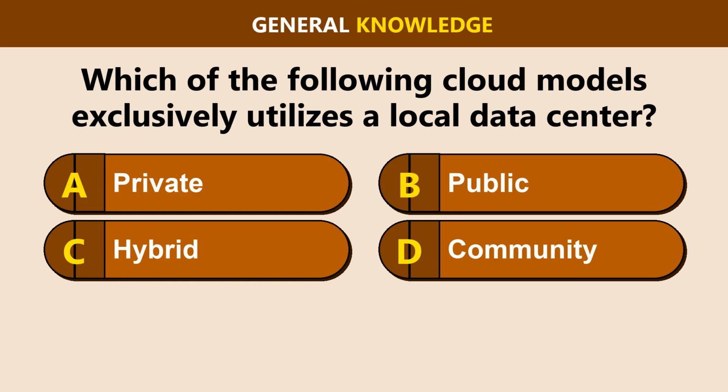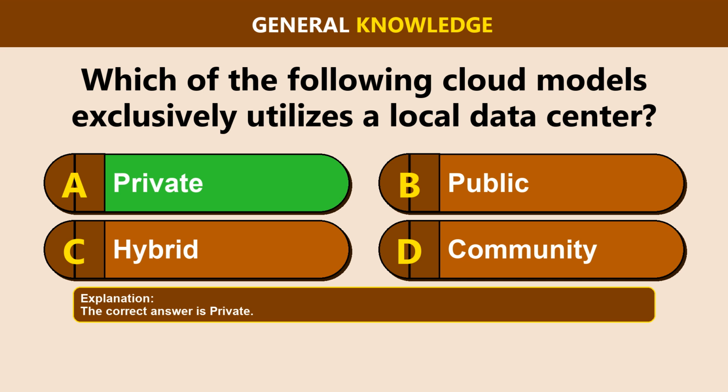Question 2. Which of the following cloud models exclusively utilizes a local data center? Option A, private. Option B, public. Option C, hybrid. Option D, community. The correct answer is option A, private.